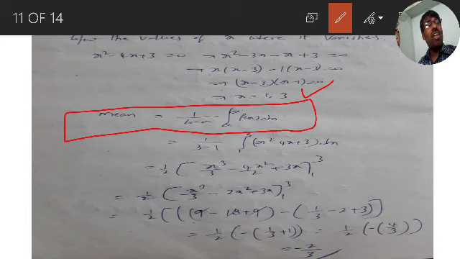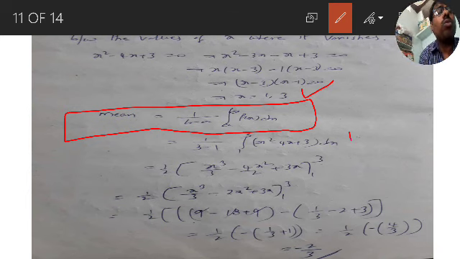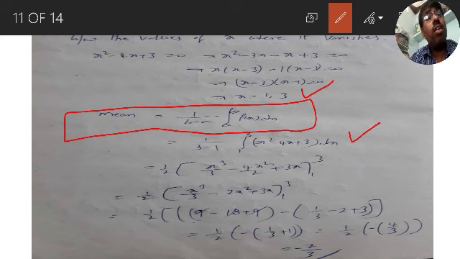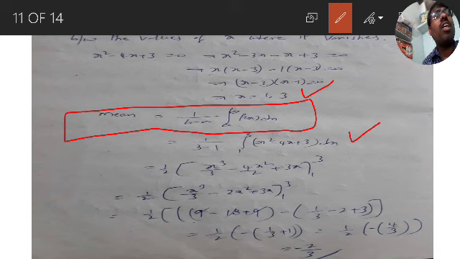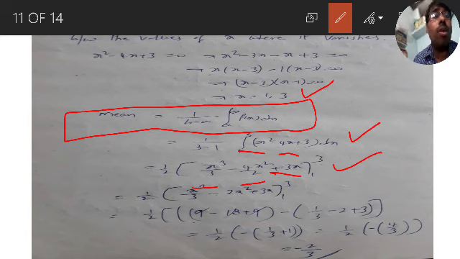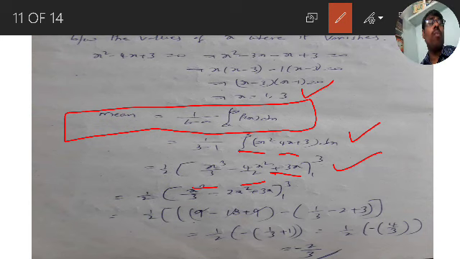Without knowing this standard mean value formula, you cannot move further. So mean value is important, and remember, many times it has come for 1 mark. So the mean value of a function is given by 1 by b minus a integration a to b f of x dx, substitute. So 1 by 3 minus 1 integration 1 to 3 x square minus 4x plus 3 into dx. Integration of x power n is x power n plus 1 by n plus 1, so x square gives x cube by 3, x gives x square by 2. As per the fundamental theorem of integral calculus, to calculate the definite integral, do the integration, then substitute upper limit minus lower limit.